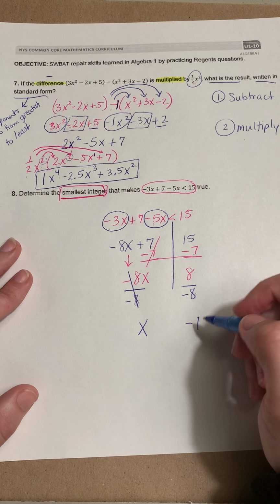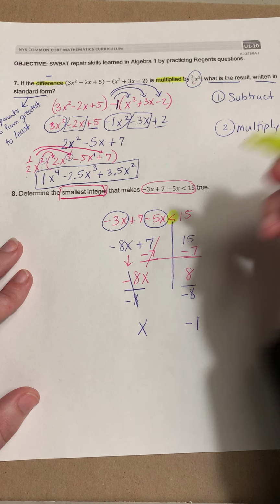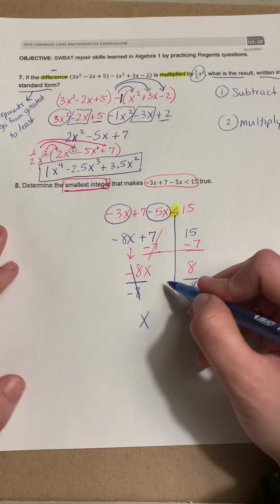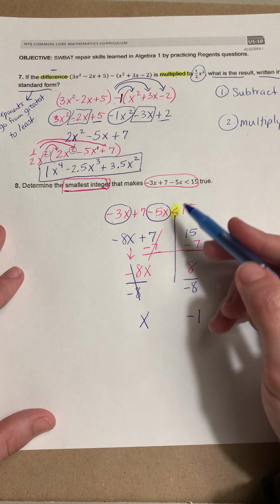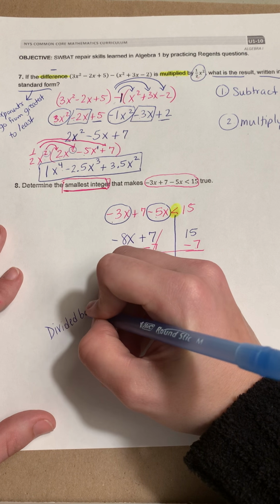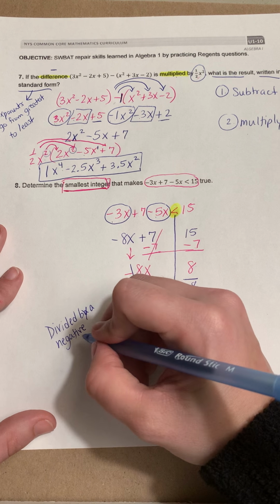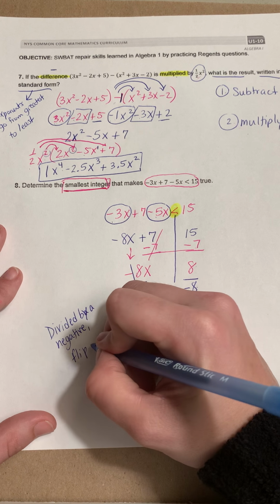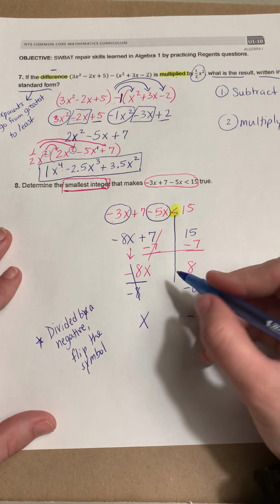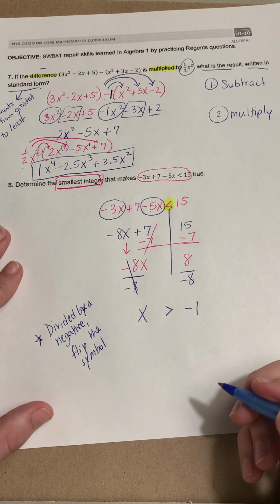Now I need to focus on my symbol. This symbol up here, I need to decide, well, is it going to change or is it going to stay the same? My only rule is that if I divide it by a negative, it's going to change. Well, I divided by a negative because I divided by that -8. So I need to flip the symbol. Instead of less than, it becomes a greater than.